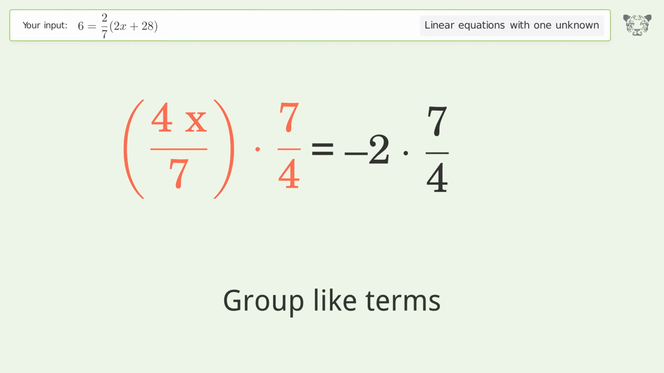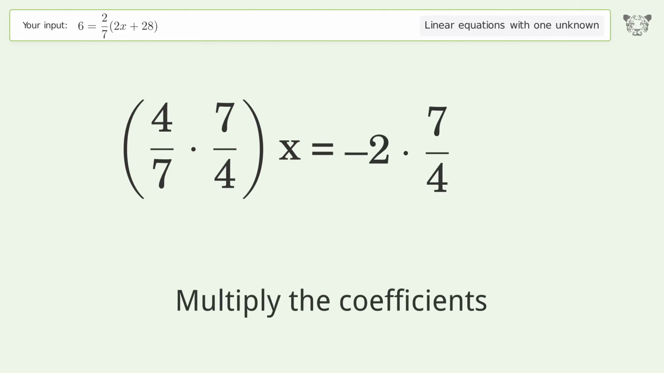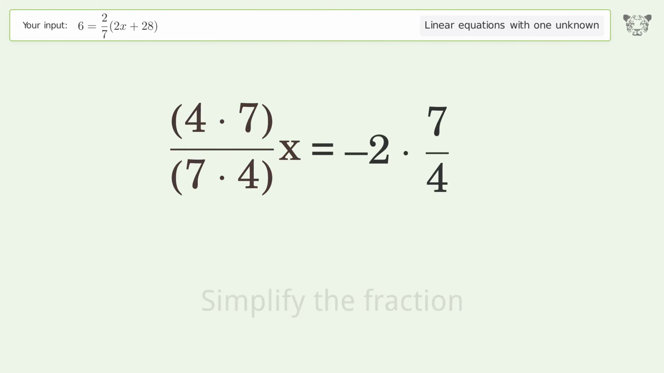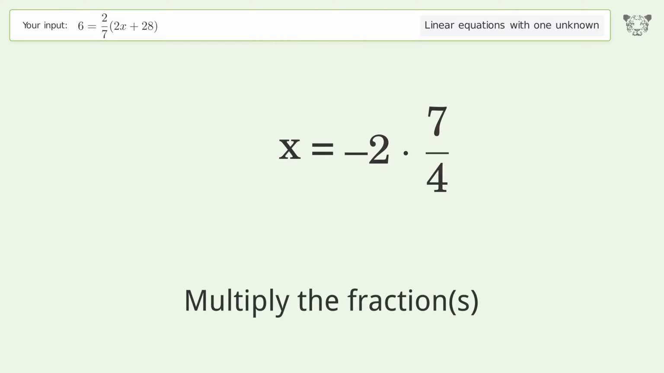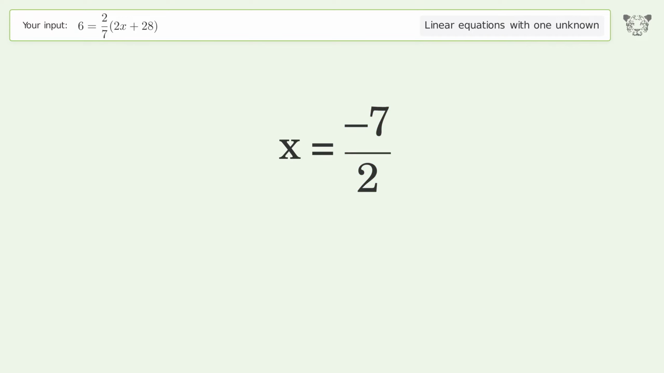Group like terms. Multiply the coefficients. Simplify the fraction. Multiply the fractions. Simplify the arithmetic. And so the final result is x equals -7/2.